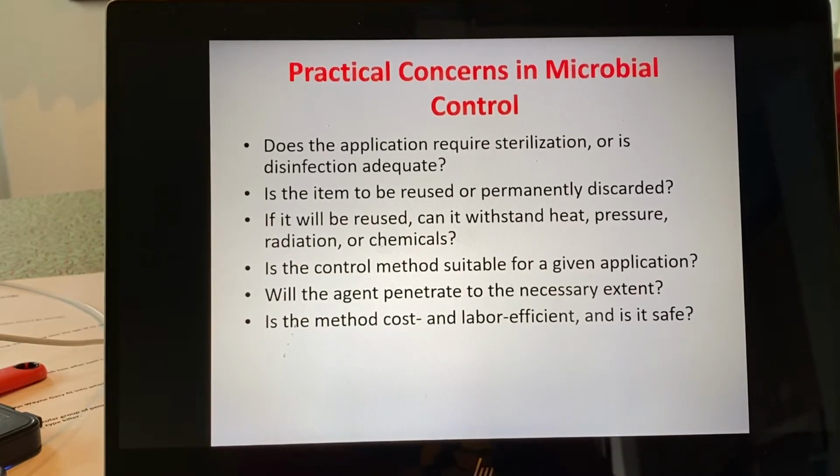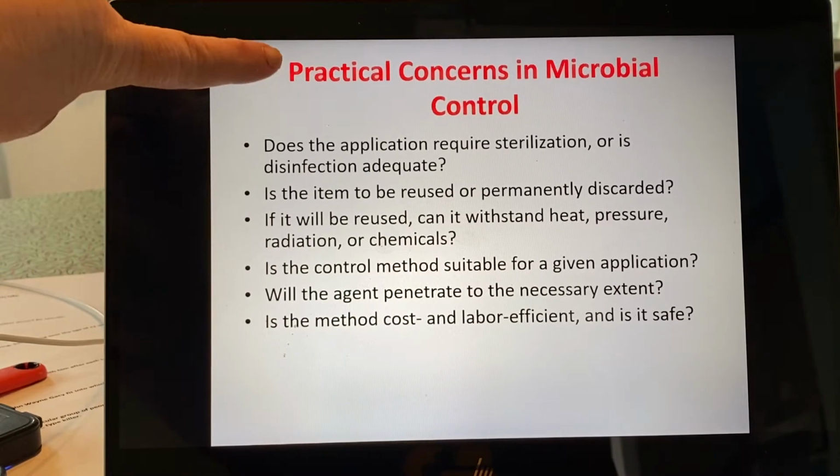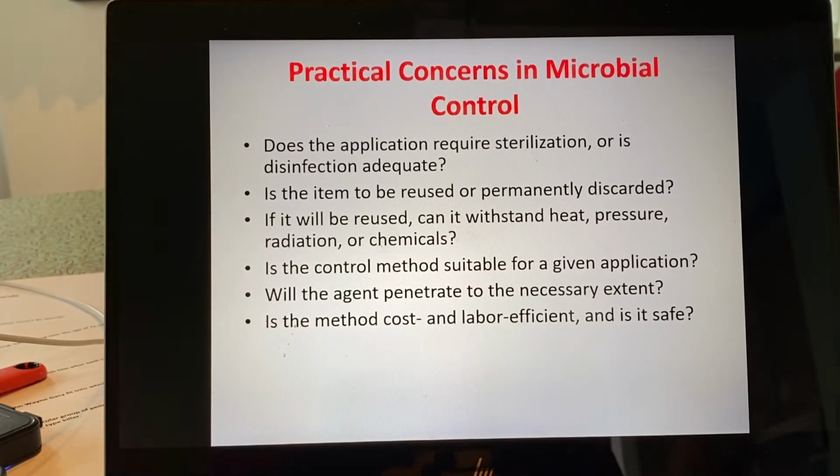Alrighty, picking up where we left off. So we had stopped on this slide, and I just want to reiterate this. The key of this slide is the word practical. So you have to pick a method to destroy the pathogens you actually need to destroy, and it has to make sense. It has to be labor efficient, cost efficient, it has to be safe, and it has to work.